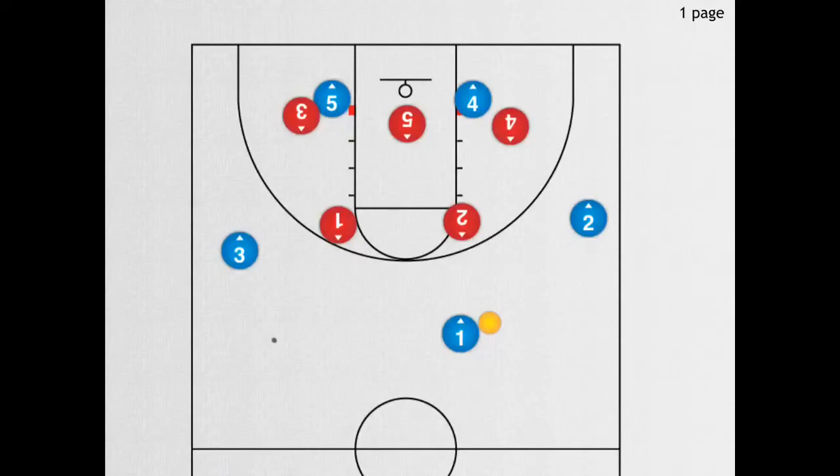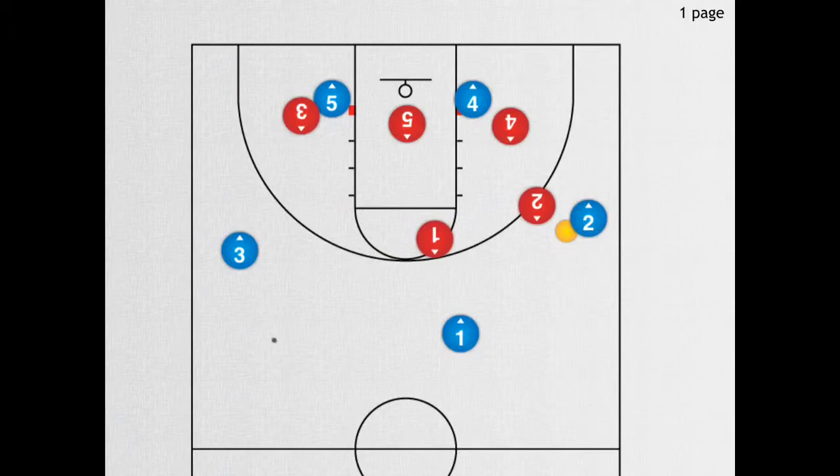Alright, so this is a quick hitter against a 2-3 zone. This is called single. So red's in the 2-3 and we're blue on offense. So first thing we do is we enter the ball into the wing. Enter the ball to the wing, defense rotates over.